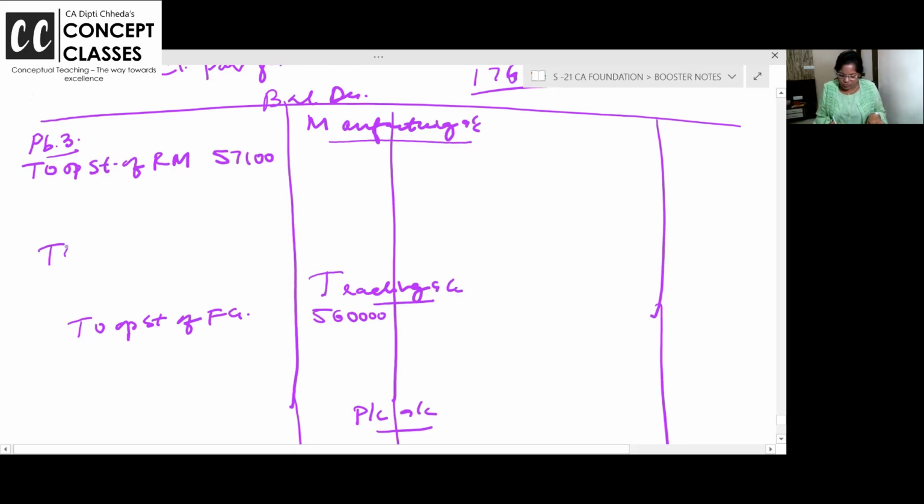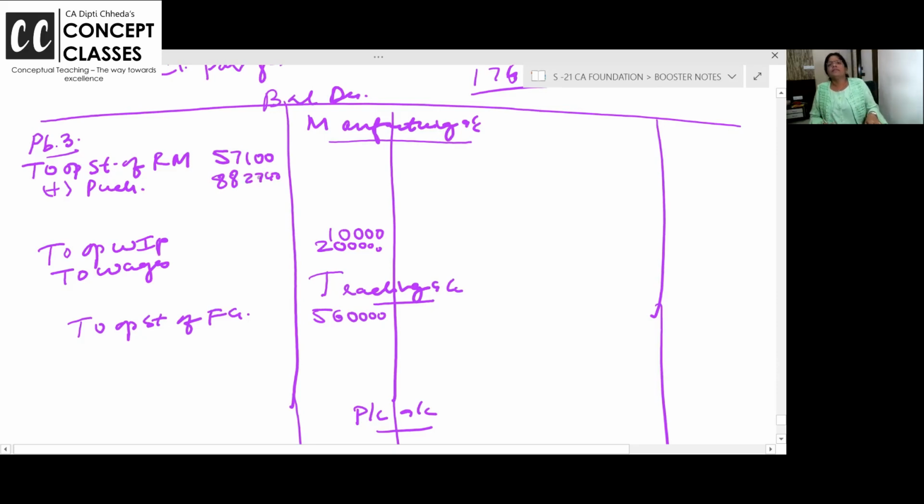यहाँ 2-3 लाइन छोड़ के लिख दो. Opening work in progress will come in the factory. It's already in between. 10,000. Wages will always come in the factory, 2 lakh. Purchases, we will add in the opening stock of raw material. Purchases 882,740.